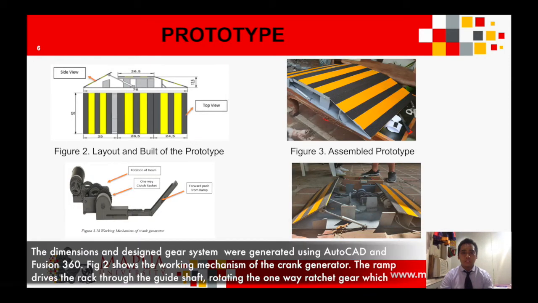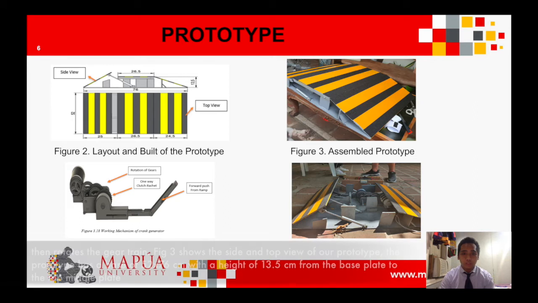The dimensions and design of the gear system were generated using AutoCAD and Fusion 360. Figure 2 shows the working mechanism of the crank generator. The ramp drives the rack through the guide shaft, rotating the one-way ratchet gear, which then rotates the gear train.